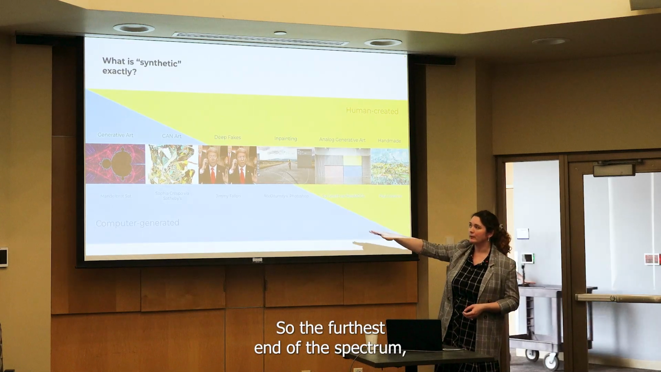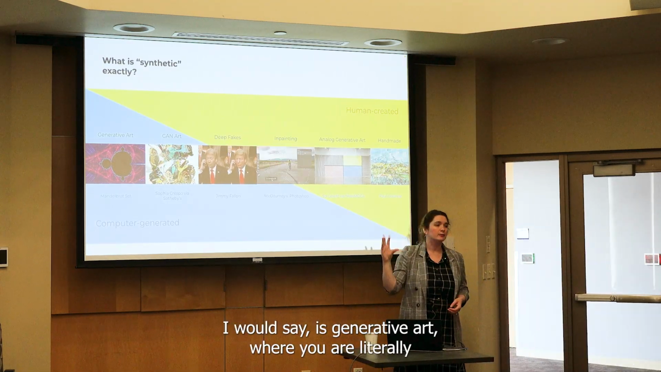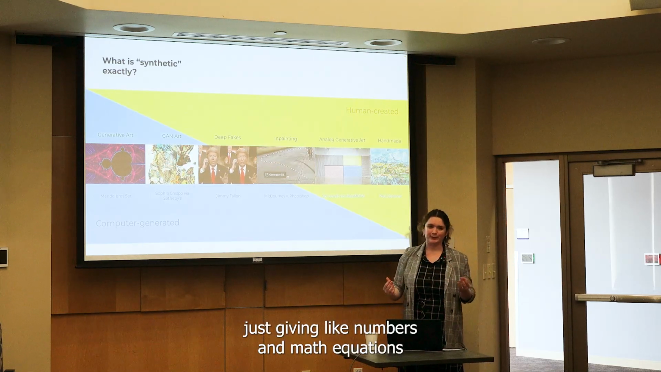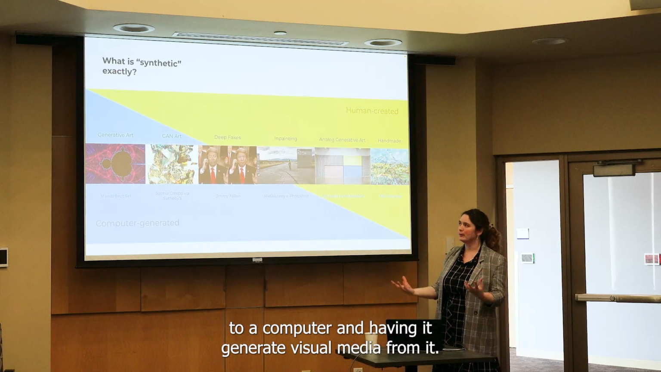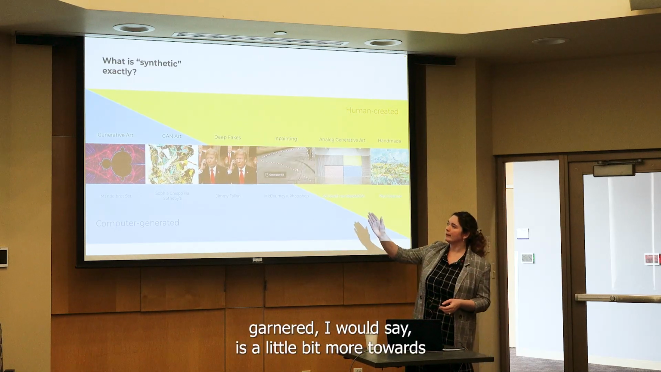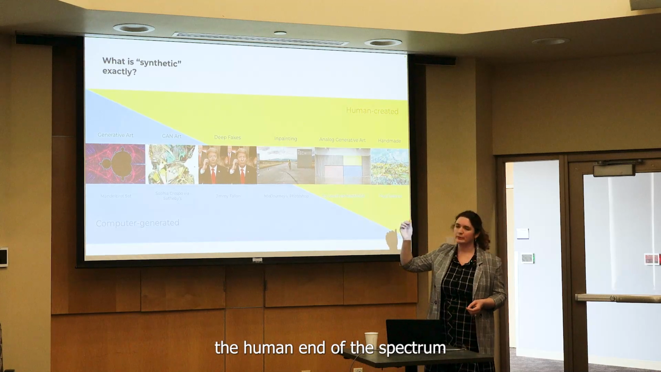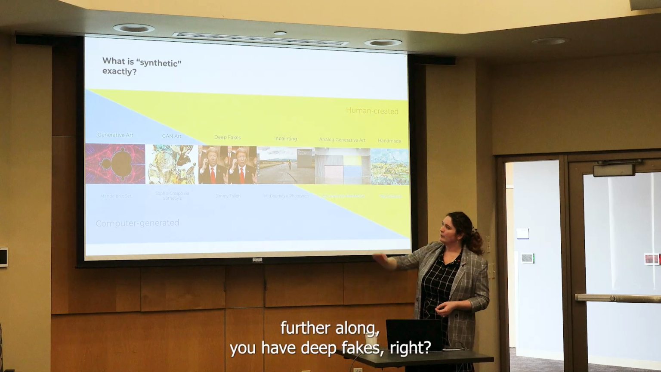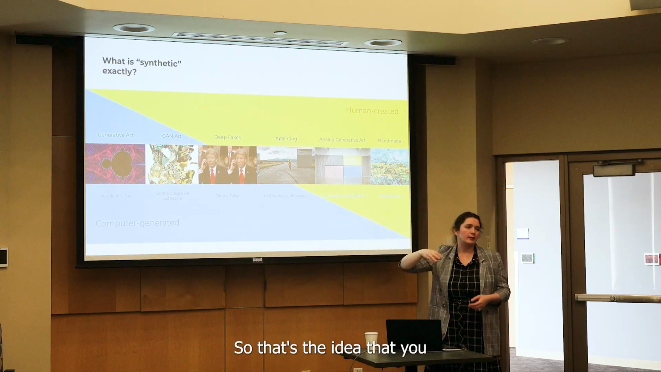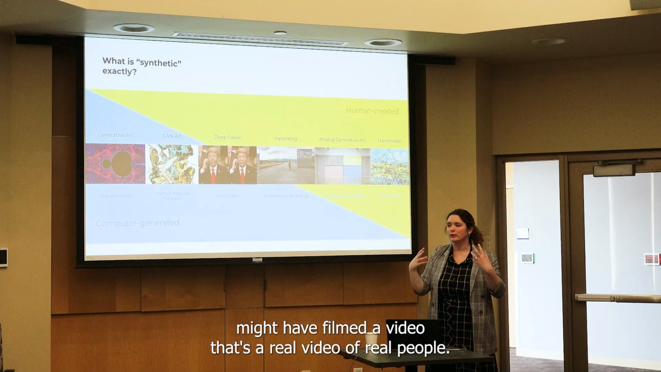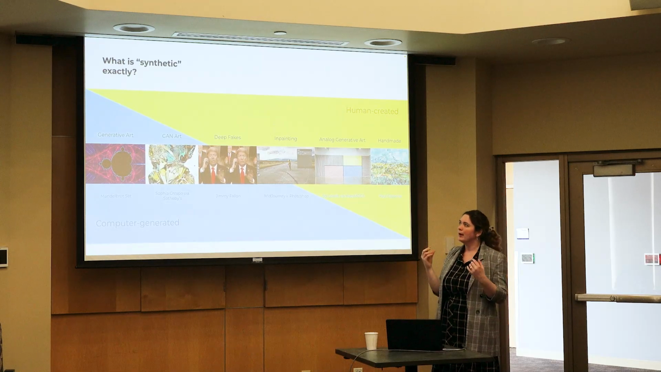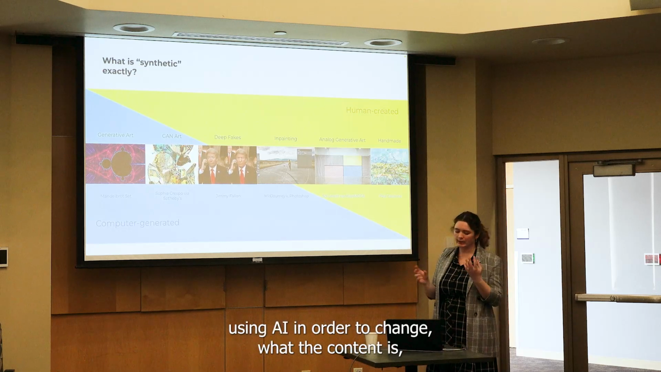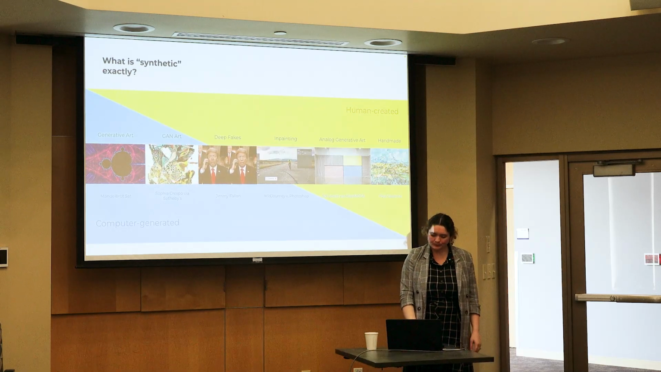So the furthest end of the spectrum, I would say, is generative art, where you are literally just giving numbers and math equations to a computer and having it generate visual media from it. GAN art, I would say, is a little bit more towards the human end of the spectrum, just because a lot of the training data is human-created artwork. Further along, you have deep fakes, right? So that's the idea that you might have filmed a real video of real people, but then you've done some transformation using AI in order to change what the content is.